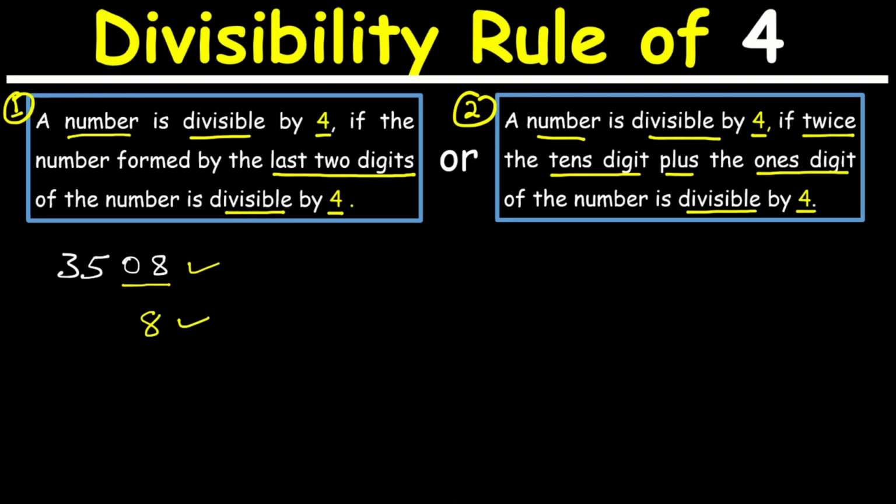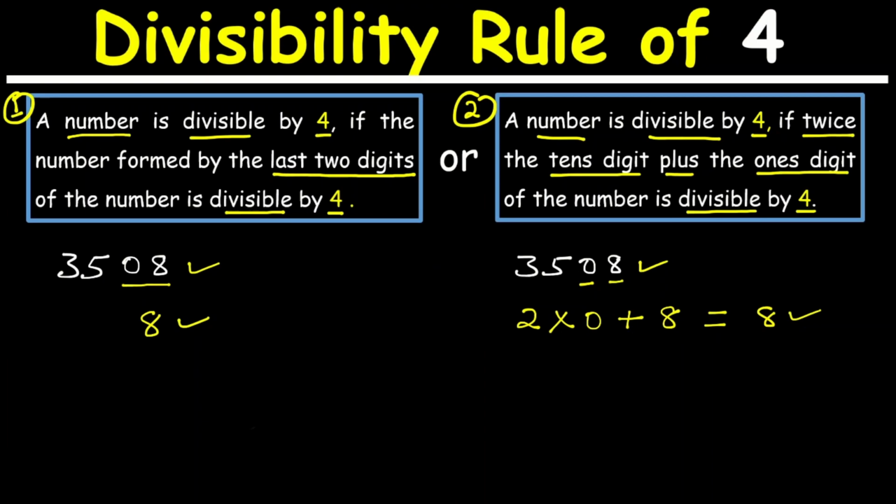Let's use the second rule. We have the number 3,508 and the tenth digit is 0, twice the tenth digit plus the ones digit, which is 8. 2 times 0 is 0, 0 plus 8 is 8. And we know that 8 is divisible by 4. Therefore, as 8 is divisible by 4, the number 3,508 is also divisible by 4.